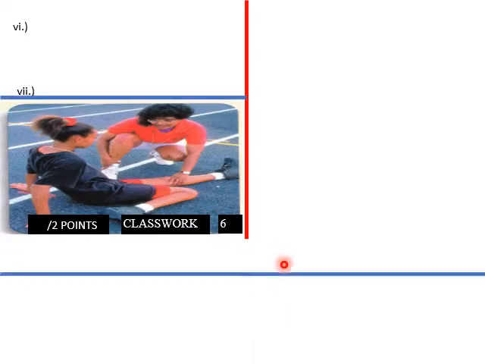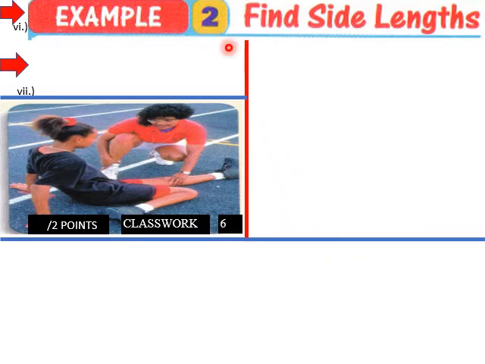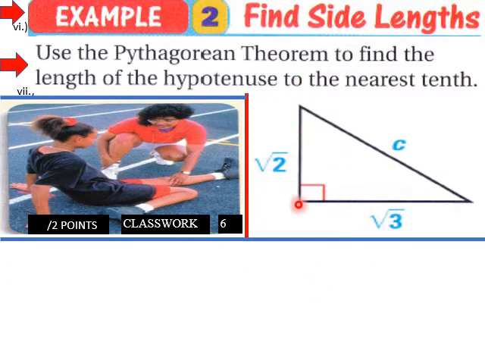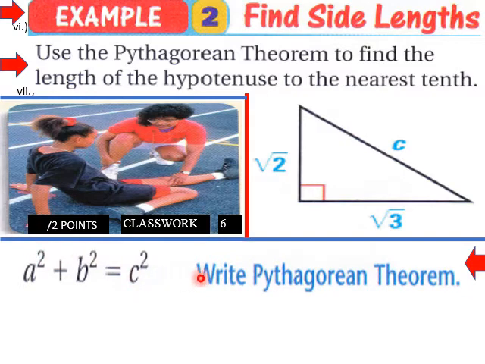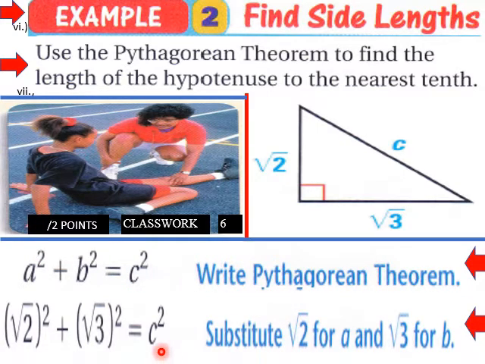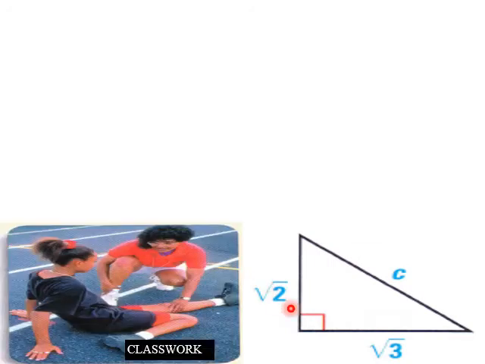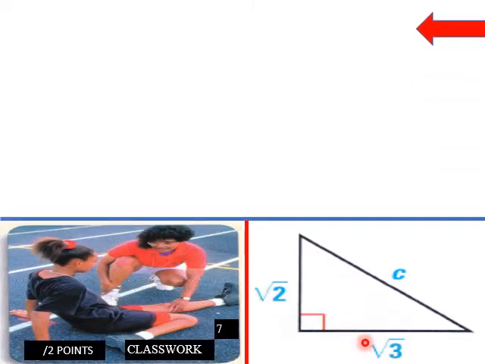Okay, classwork page 6. Find side lengths. Now we're going to move this over into finding side lengths of a triangle using the Pythagorean theorem. We have square root of 2 and square root of 3. This is a right triangle. So you square these. Here's our Pythagorean theorem. We plug in square root of 2 squared plus square root of 3 squared equals c squared. Here's our triangle again.